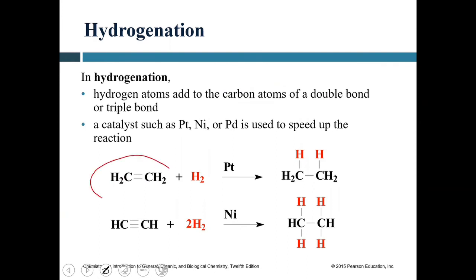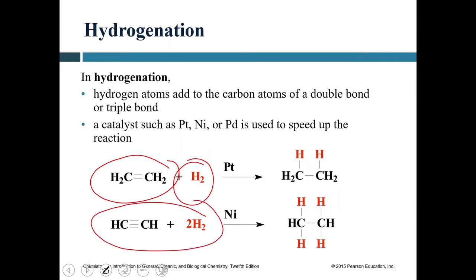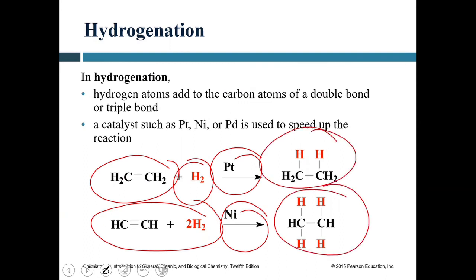So here you have unsaturated ethene, and you add hydrogen to a double bond, or in the case of ethyne, two hydrogen molecules to the triple bond. Using different catalysts, the result for both reactions will be the same. It's going to be ethane.